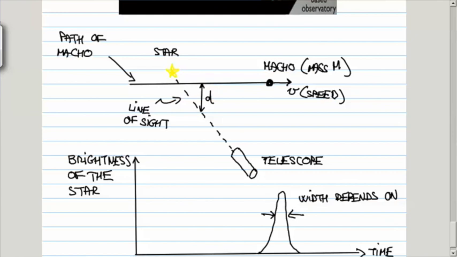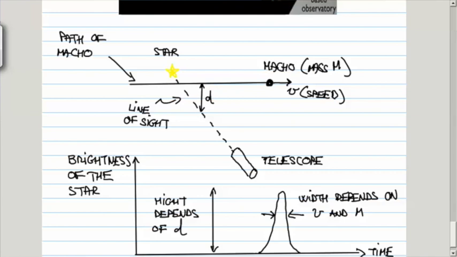And it also depends on the mass of the MACHO. And the height of the peak, how high it is, depends on this distance of closest approach. The smaller it is, the higher the peak is going to be. Okay? So by looking at these peaks of many stars in nearby galaxies, you can actually determine the masses of these objects, and you can detect them, and so on and so forth.